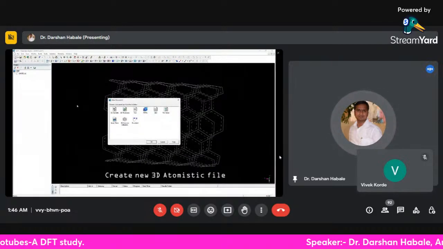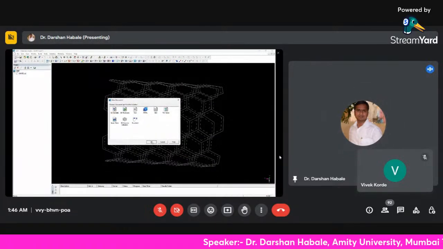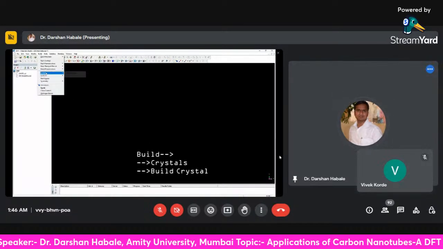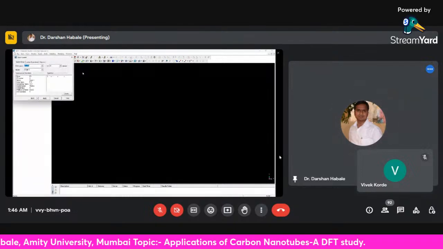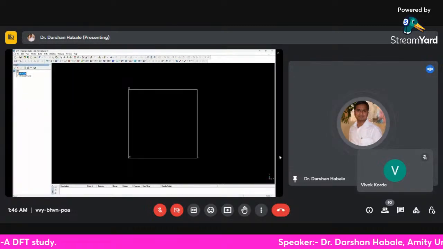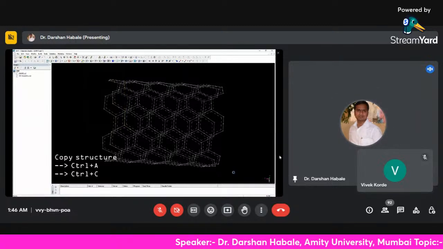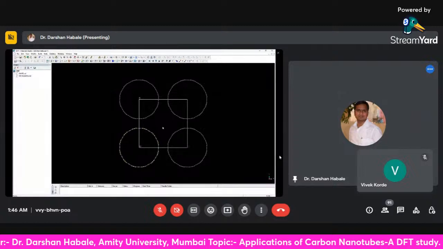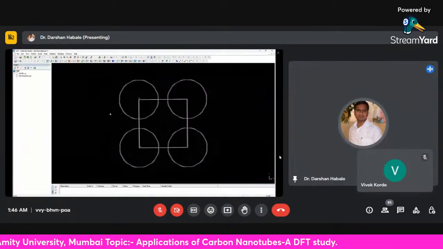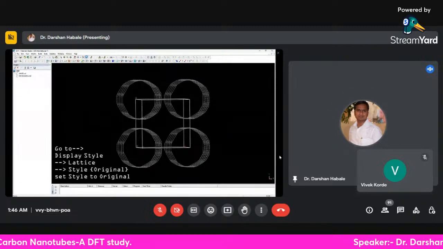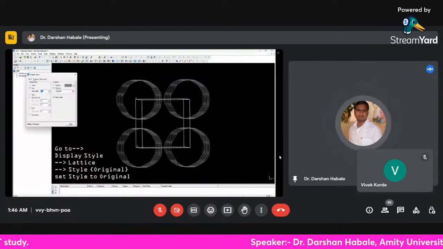Now we can keep it in a cell, because in the CASTEP calculation we require the cell, and the system is to be kept in a periodic cell. So we are going to build the crystal. You can choose the lattice parameters, that is a, b, c, and alpha, beta, gamma. This is the cell created, and you can paste this structure in that cell. But there are four that you can see, and we want only one, so we'll choose another parameter in display style, and we just set it to origin.